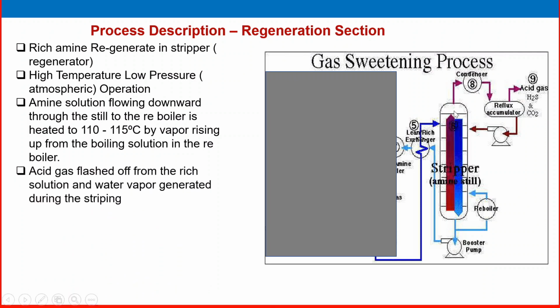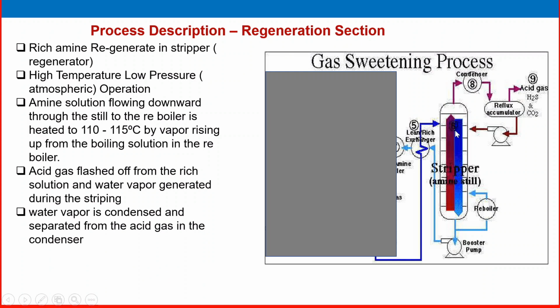Acid gas is flashed off in the top from the rich solution and water vapor generator during the stripping. So during the stripping process, acid gas is flashed off here in the top. Water vapor is condensed in the reflux and separated from the acid gas in the condenser. So water vapor is condensed in the accumulator and collected back and sent back to the reflux system to the stripper. So this is the simple process description.